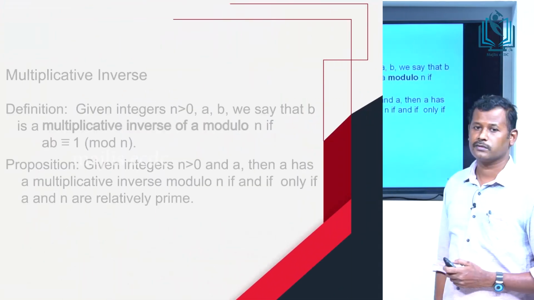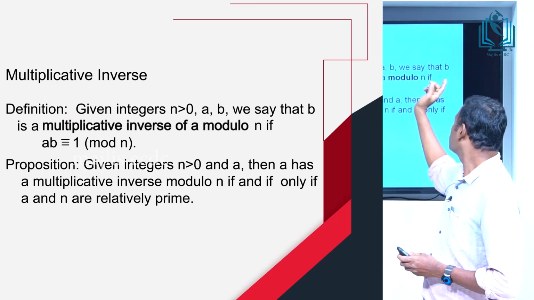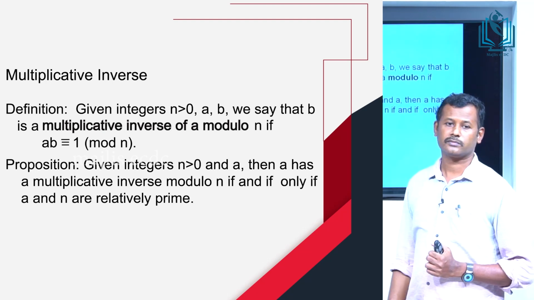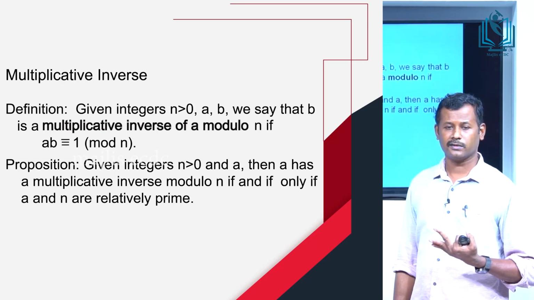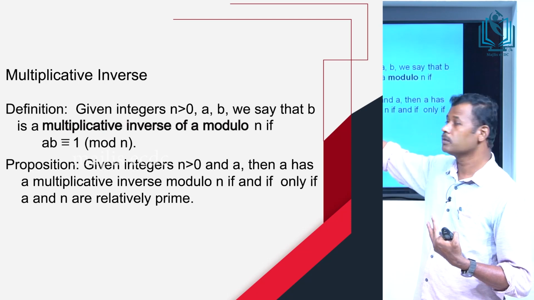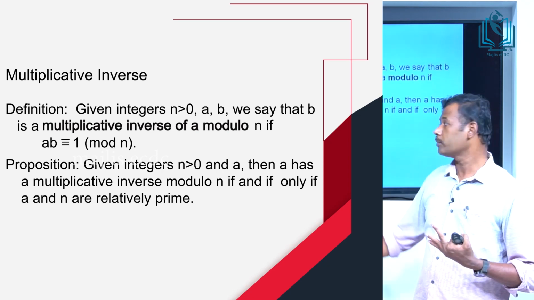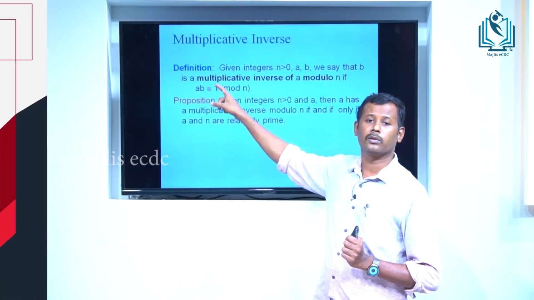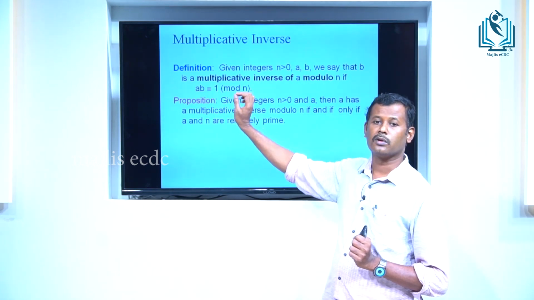Next, multiplicative inverse. Definition: given integers n greater than 0, a and b, we say that b is a multiplicative inverse of a modulo n if ab is congruent to 1 mod n. That means if we choose the number 36, you know that 36 equals 12 times 3. 36 is congruent to 1 mod 5, because 36 divided by 5 leaves remainder 1. Here a equals 12, b equals 3. Then ab, that means 36, is congruent to 1 mod 5.